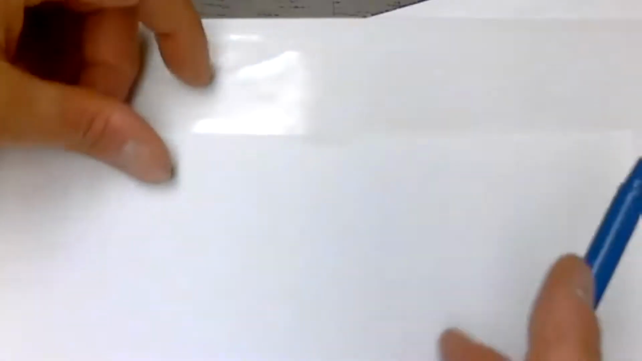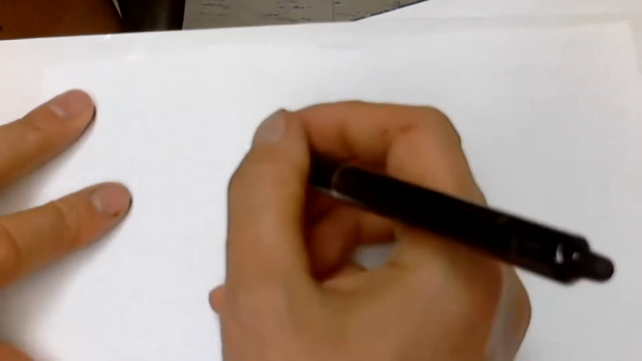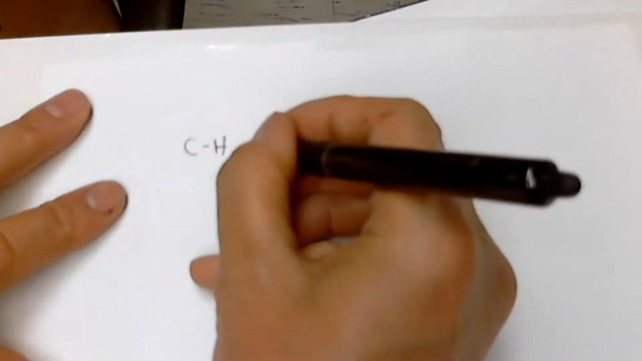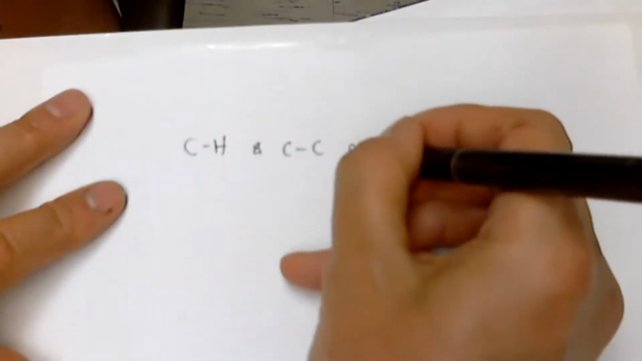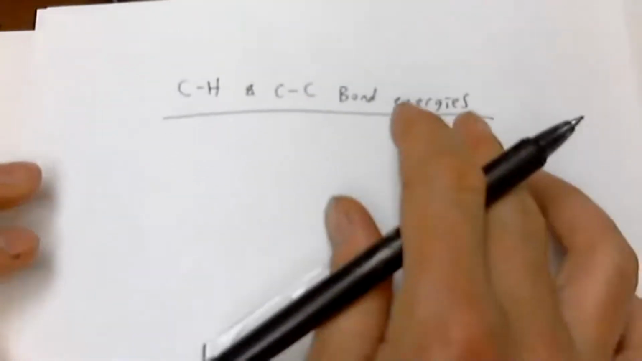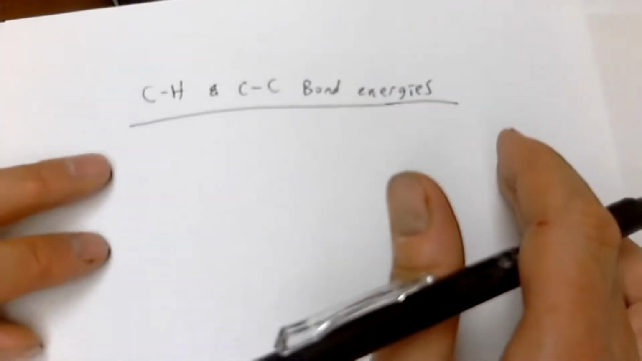All right, so we did the halogens, the haloalkanes. Sorry, we had fluoromethane, chloromethane, bromomethane, iodomethane. Now, let's think about CH and CC bond energies. So we're all still doing the same thing. We're just looking at different bond energies and trying to figure this all out, right?